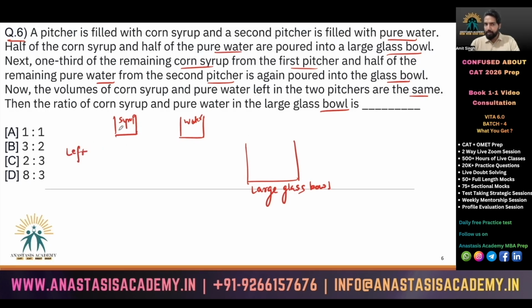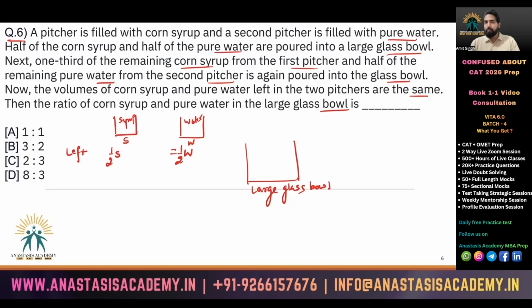After the first such operation, how much syrup is left? I'm assuming the volume of this pitcher as S, and I'm assuming the volume of this pitcher as W, right? So after removing half of the syrup, what is left? Half of S, correct? And after removing half of the pure water, what is left is half of W.